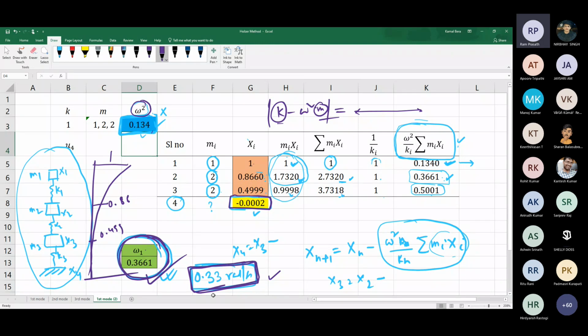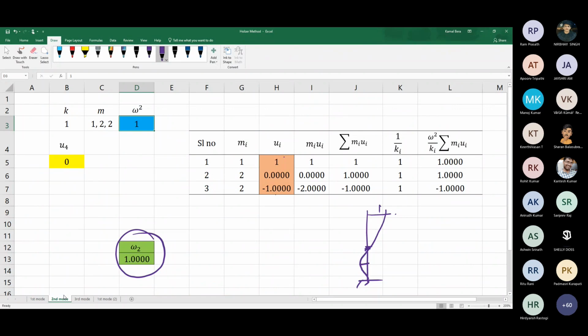Sir, I'm getting 0.366. You see the Holzer method: without solving the polynomial characteristic equation or frequency equation, iteratively you are getting 0.366. What is the second mode frequency? So 1. Yes, sir.